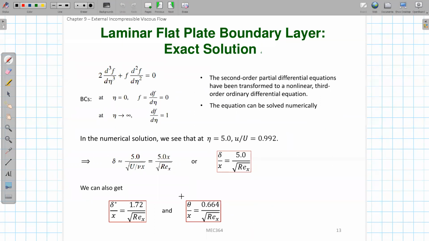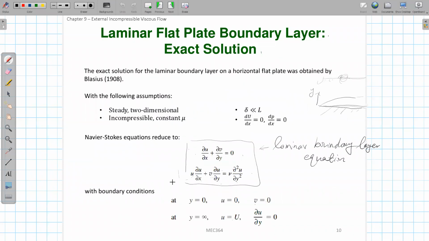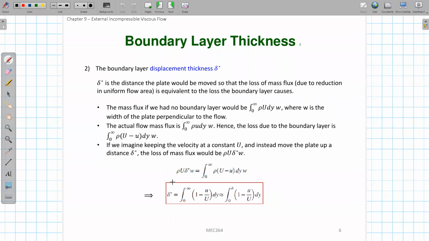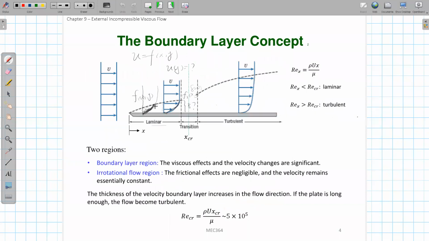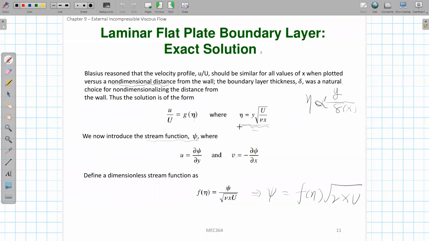So what does this mean? I went through a very complicated math procedure, right? And this part is not required for the exam. So if you get lost, do not worry too much. But the basic idea is that by assuming this velocity has some similarity, this shape has some similarity on different x locations, we can define this similarity variable, and by introducing the stream function, we remove the continuity equation.